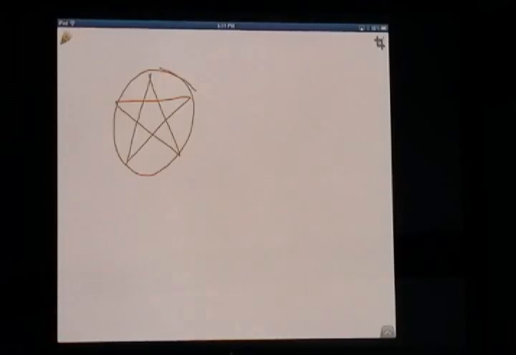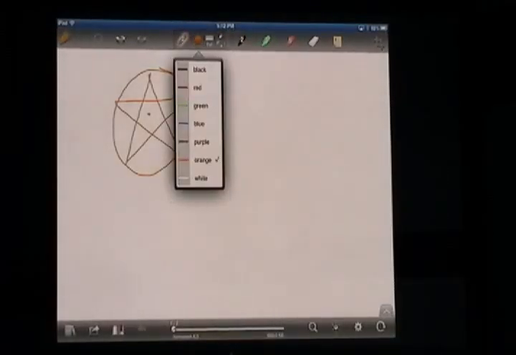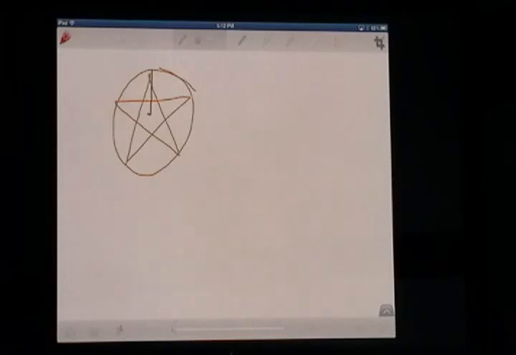Okay, and the question is, it says all of the inscribed angles are congruent. Find the measure of an inscribed angle for each star. Okay, so basically what you want to do is remind yourself that it's half the measure of the central angles.